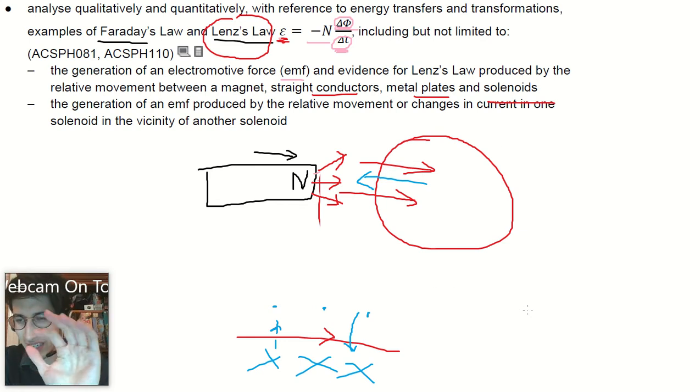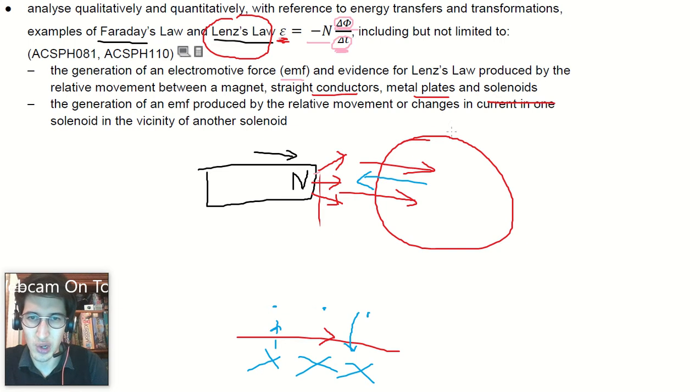However, in a loop of wire, when the current is going in a circle, we can flip these two around. In this case, the current in the wires in the solenoid are the fingers, so the current's curling around. Thumb's going to point in the direction of the magnetic field. A magnetic field comes out of north, so this is going to be the north side, and into south, so this is going to be the south side here.